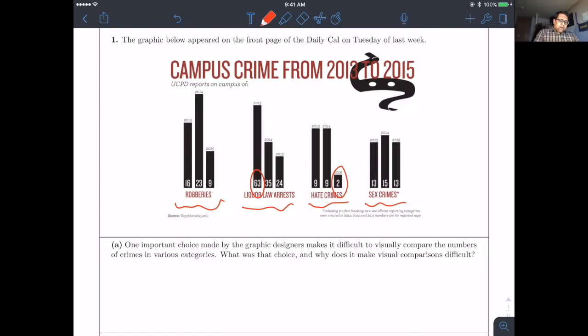Similarly, this bar represents 23 robberies, and this bar represents 63 liquor law arrests, but this bar is taller than this bar, implying that 23 is greater than 63. We can say the same thing about 9 and 15 here. The bar for 9 hate crimes is taller than the bar for 15 sex crimes, which doesn't really make sense.